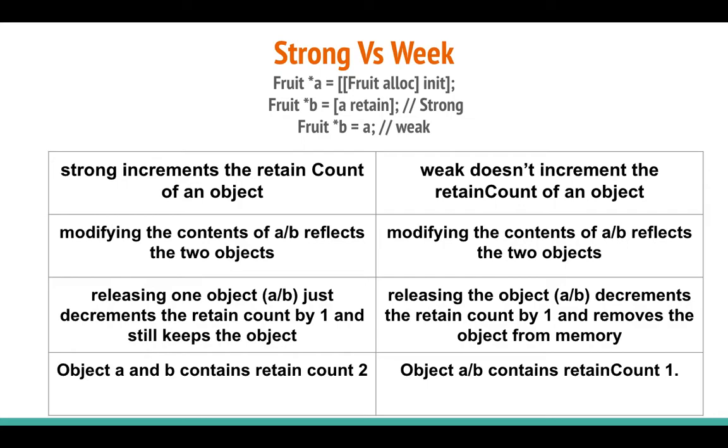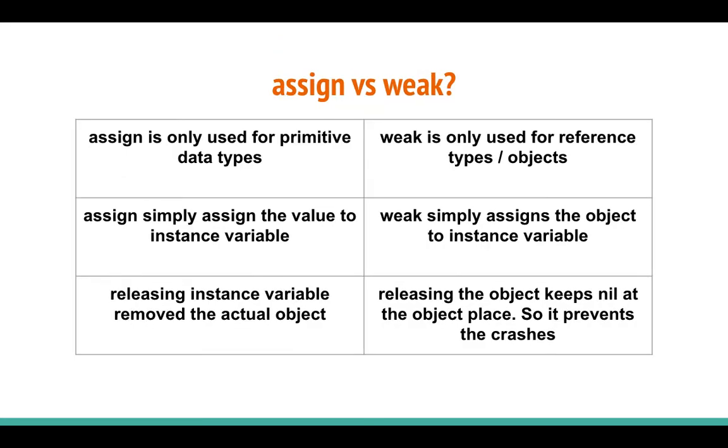According to strong, releasing one object just decrements the retain count by 1, and it will keep the object. But according to weak, releasing the object decrements the retain count by 1 and removes the object from memory. So according to strong, objects A and B contain a retain count of 2, but for weak, objects A and B have a retain count of 1, and we are removing them from the memory.